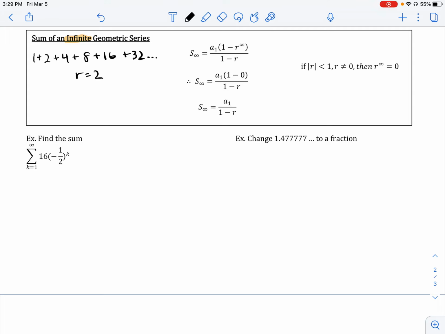Now, let me give you another geometric series, something like 1 plus 1/2 plus 1/4 plus 1/8 plus 1/16 plus 1/32. Now, how about for this one? Does this series look like it will have a finite sum? And the answer is yes.